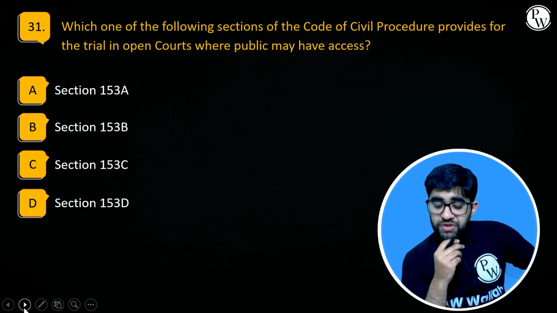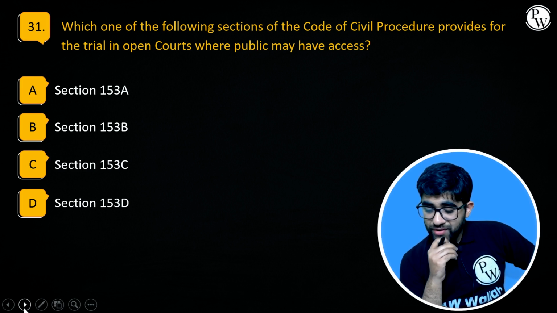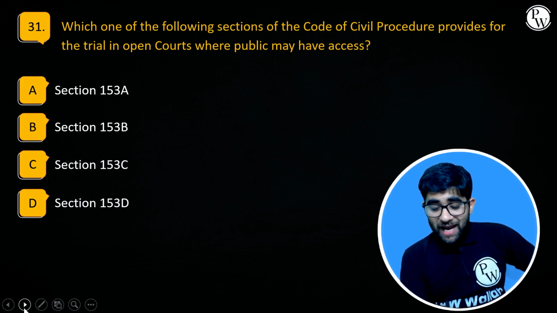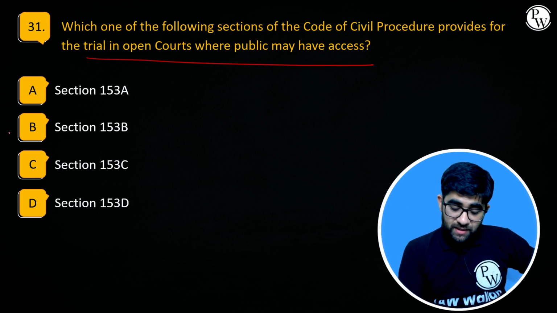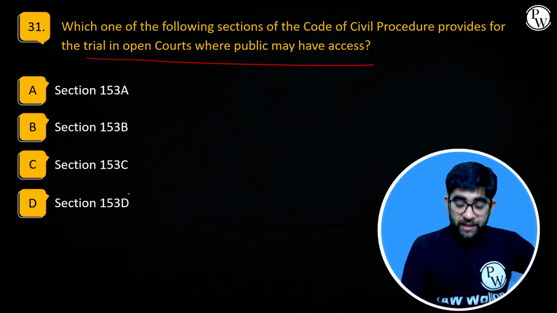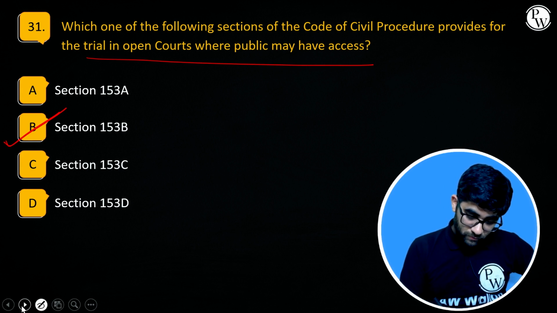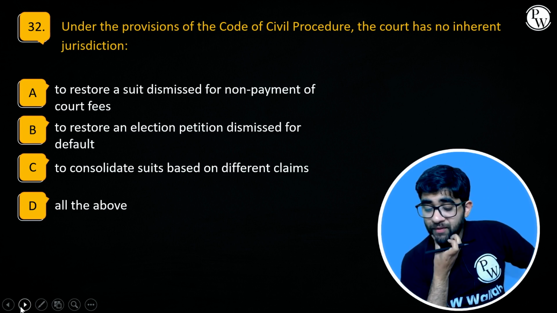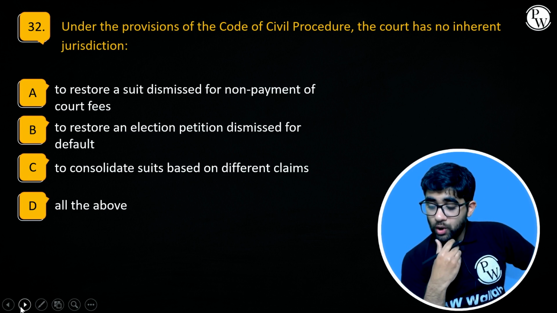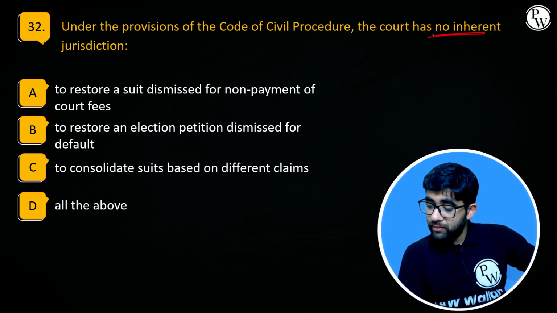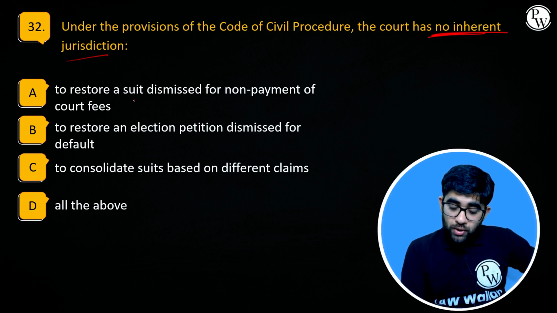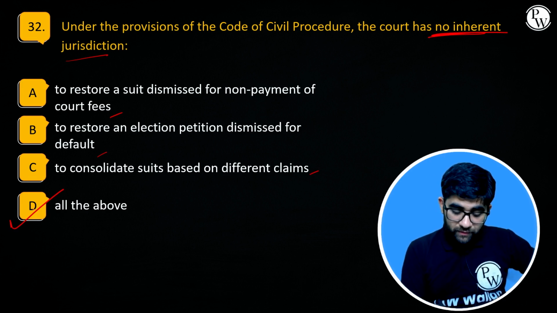Next, which one of the following sections of the Code of Civil Procedure provides for the trial in open courts where the public may have access? 153A, B, C or D. The answer to this is Section 153B. Next, under the provisions of the Code of Civil Procedure, the court has no inherent jurisdiction to restore a suit dismissed for non-payment of court fees, to restore an election petition dismissed for default, to consolidate suits based on different claims, all of the above.